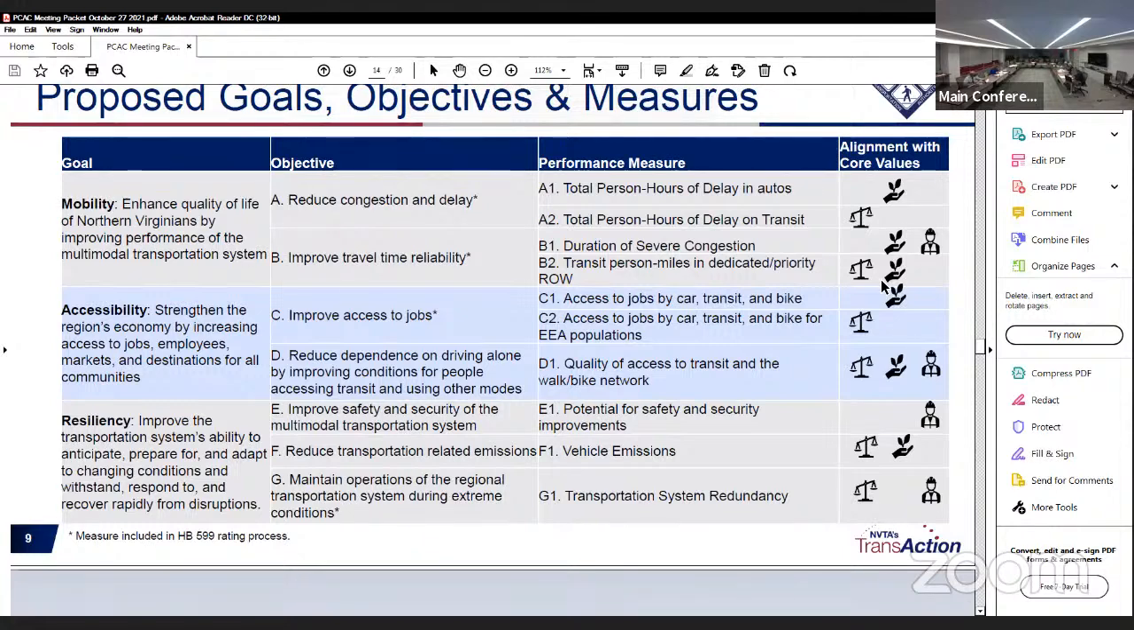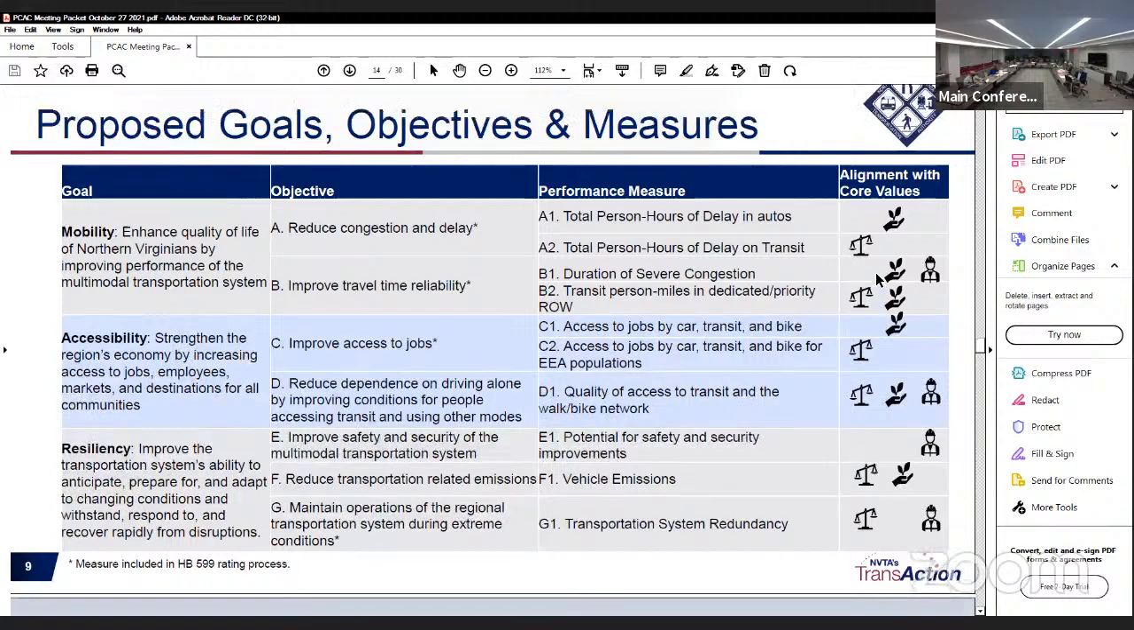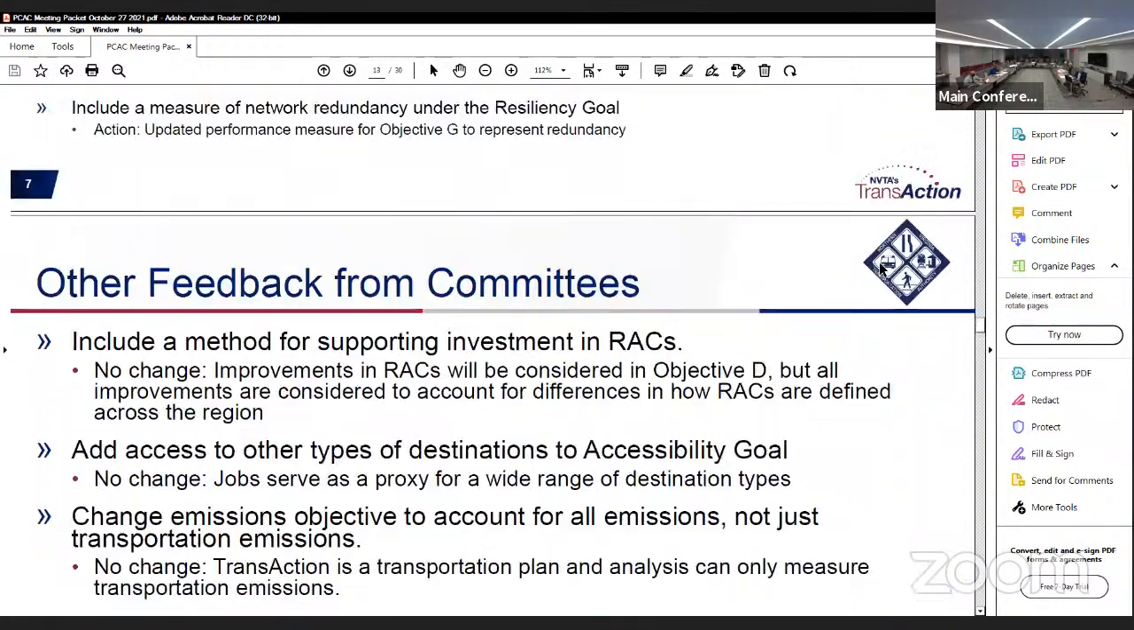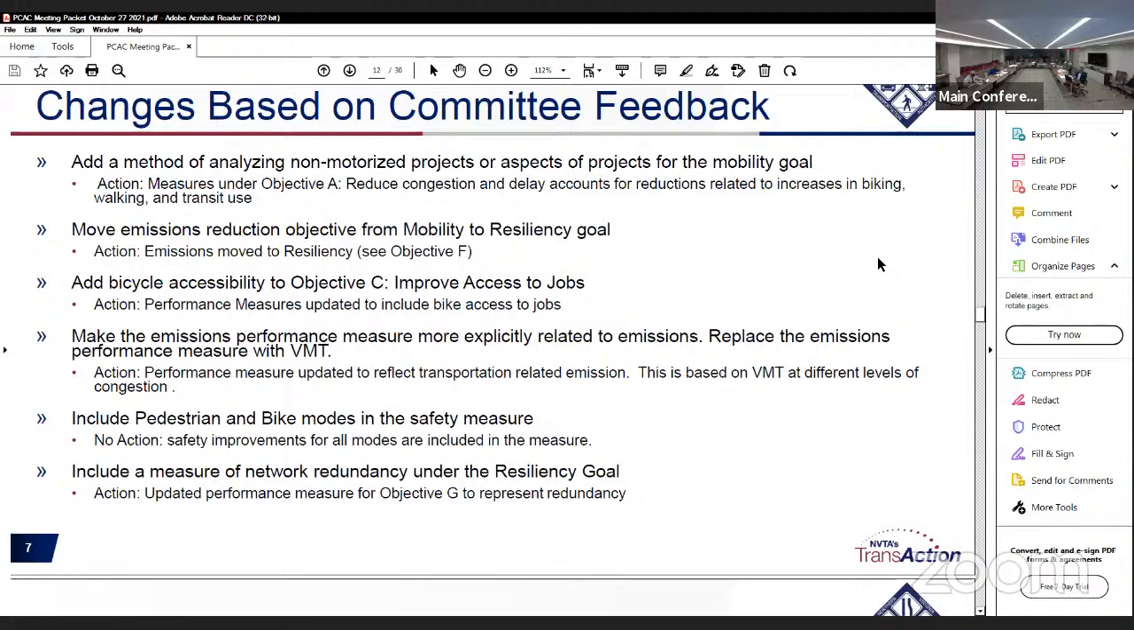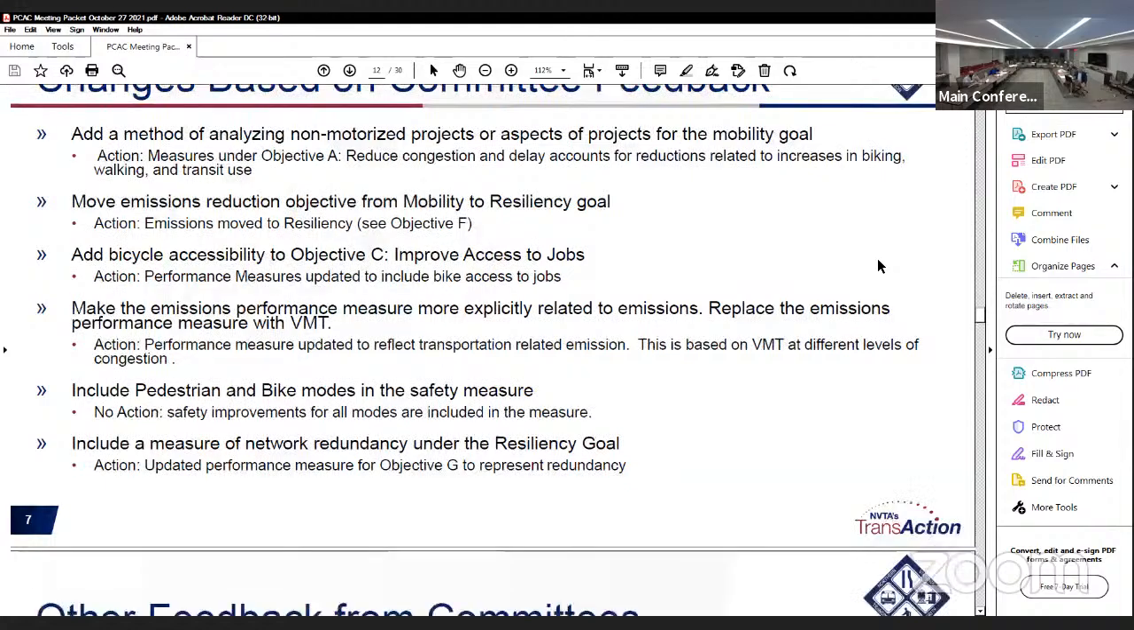Vice Mayor? At the bottom of slide 7, include a measure of network redundancy under the resiliency goal. I updated performance measure objective G to represent redundancy. What was that before? Currently it says transportation system redundancy. Yeah, and you can see that in the table, objective G.